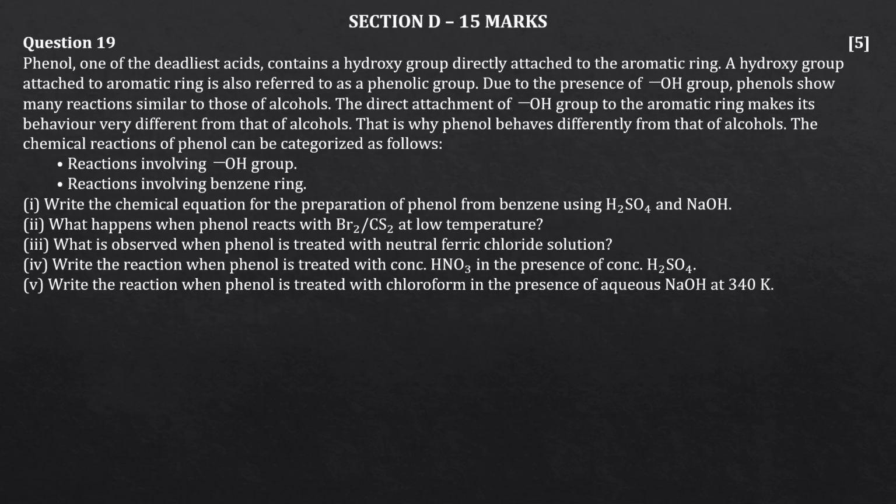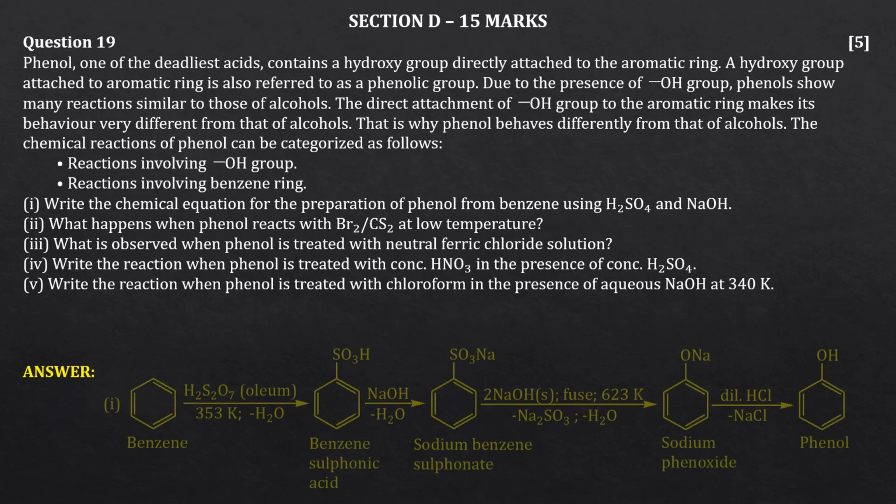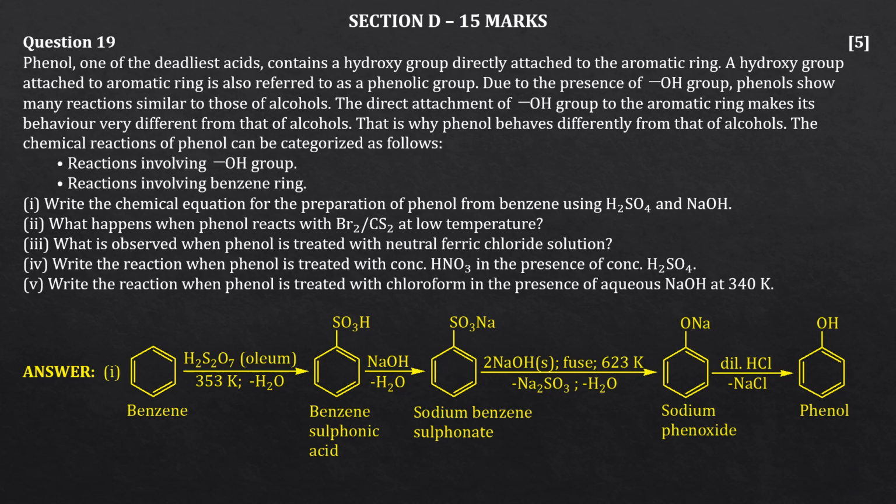Now come to the last section, section D. Here again they have given a paragraph. Write the chemical equation for the preparation of phenol from benzene using H2SO4 and NaOH. And if you see the answer given by the council, they have clearly mentioned to give the equation and mention the byproducts. So this is the perfect answer for that.